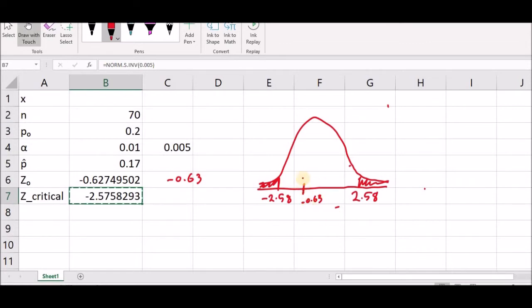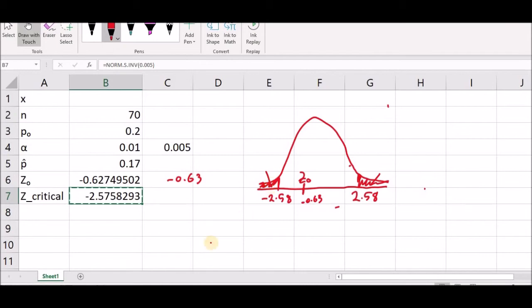As you notice here, that Z0 is between the two Z criticals. That means it is in the middle. This indicates that the sample proportion is not significantly far away from the population proportion. And as a result, we're not going to reject the null hypothesis, meaning we're going to fail to reject the null hypothesis. If Z0 happens to be either in this tail or in this tail, then we will reject the null hypothesis because it indicates that the sample proportion is too far away from the population proportion. As a result, we're going to reject the null hypothesis and we're going to support the alternative hypothesis.